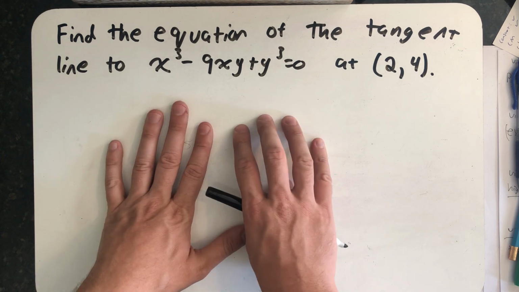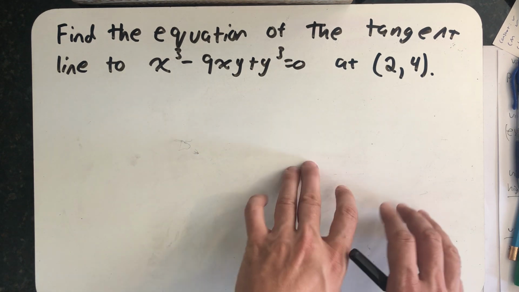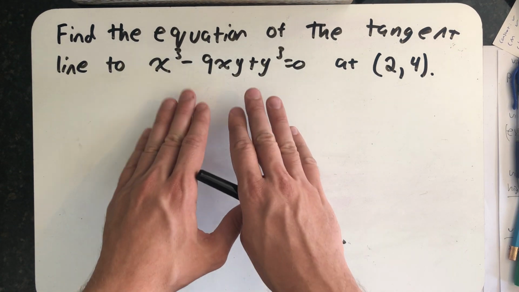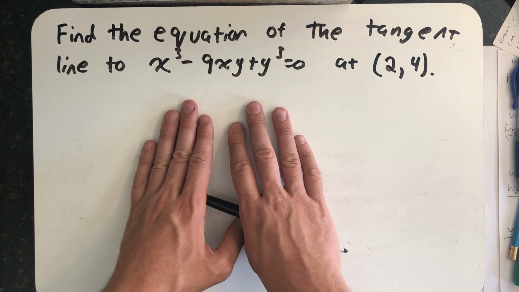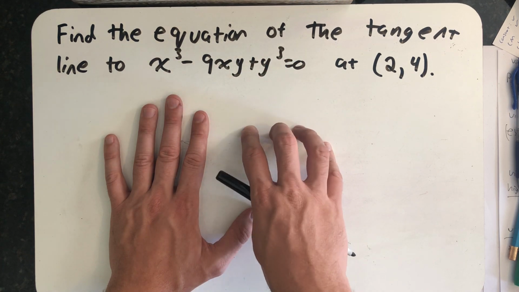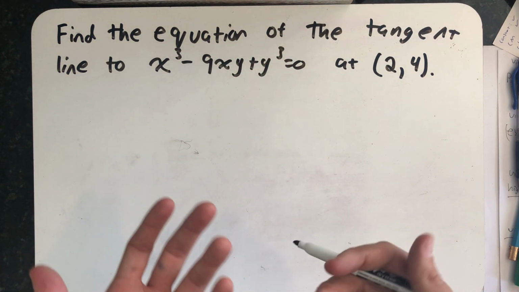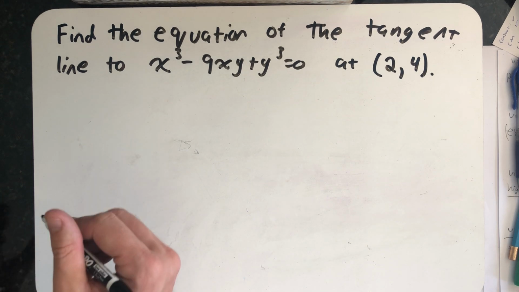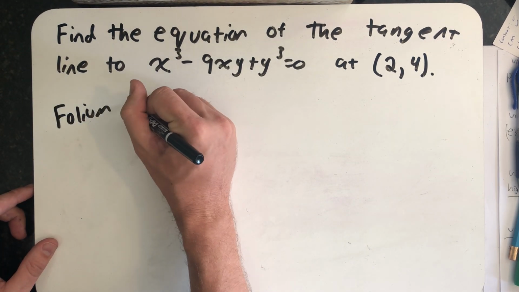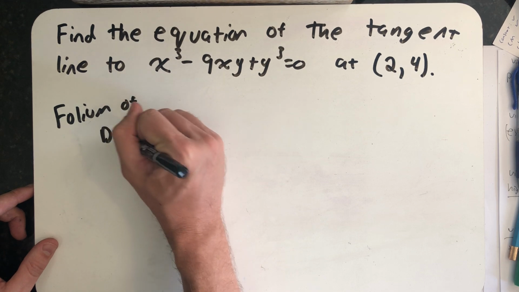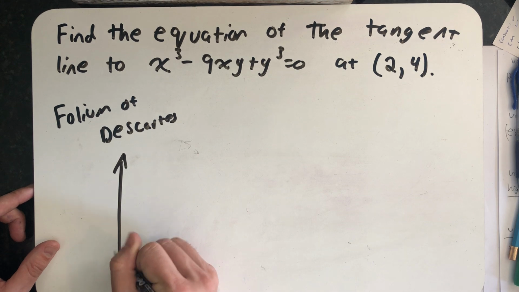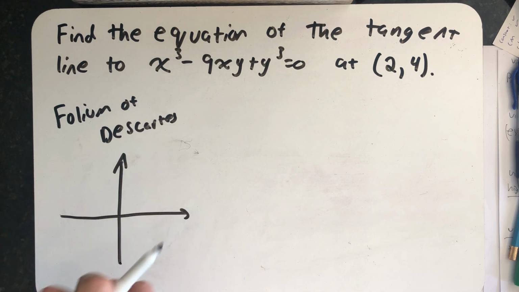So in this example, instead of it being easier or possible to use implicit differentiation, I actually have to use implicit differentiation to be able to find the slope of this tangent line, to take the derivative of this and find dy/dx. Now, this is actually a fairly well-known equation. It's called the Folium of Descartes, folium being the Latin word for leaf. And the graph looks like this.